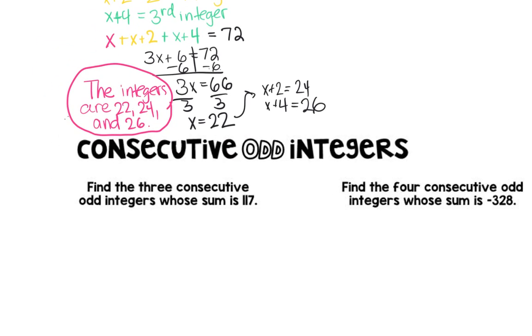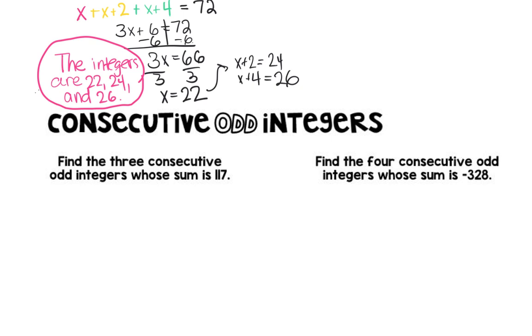Now on to the last type of consecutive integer word problems that you will see. We're going to talk now about consecutive odd integers, for example, 5, 7, 9, 11, so on and so forth. For the example that we are going to go through, find the 3 consecutive odd integers whose sum is 117.